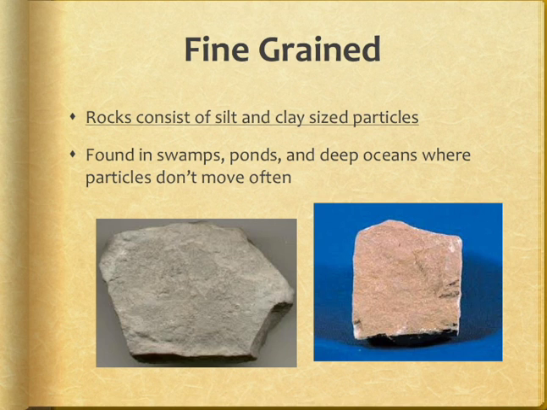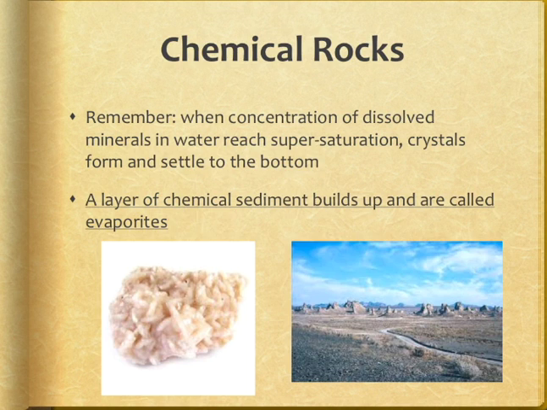And then you have fine grain, and these are the rocks that have very, very small grains, so along the lines of silt and clay. So a lot of times you're going to get these sedimentary rocks to form in swamps, ponds, and deep oceans where you're going to get a lot of sediment that doesn't move often. So this is forming from very, very small, very fine sediment and material. So those all fell under clastic rocks, and again, clastic rock is just that loose sediment.